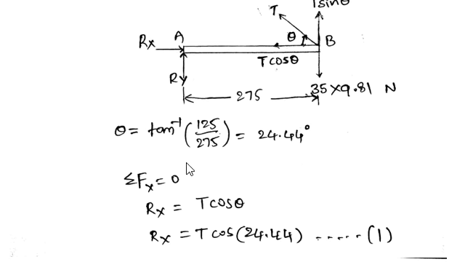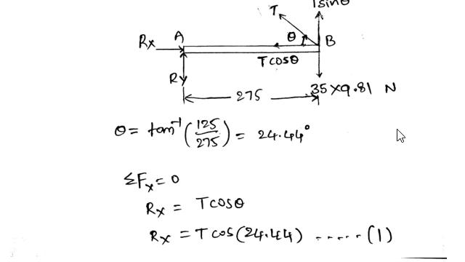And we know, to keep this bar in equilibrium, the sum of the forces in x direction, the sum of the forces in y direction should be 0, and also moments about any point must be 0 to keep a bar or a beam in equilibrium. So if you take the sum of the forces in x direction, the x direction forces are Rx, reaction at A towards right, and T cos theta towards left. So this Rx must be balanced by T cos theta, and theta we got 24.44.